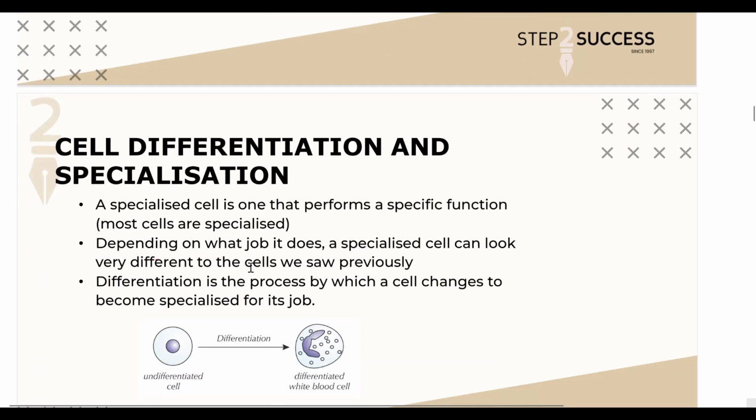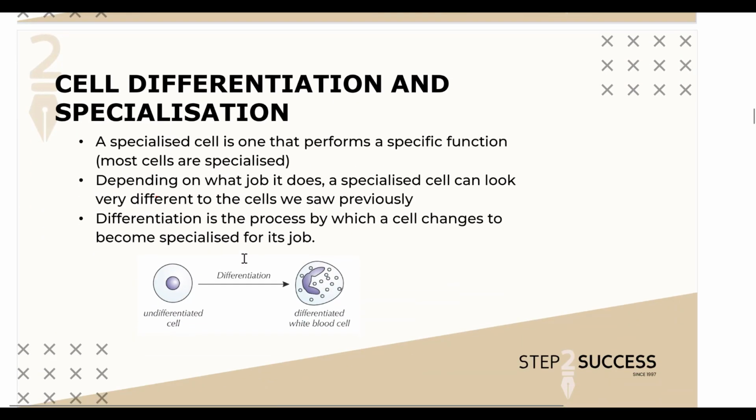We now move on to talking about cell differentiation and specialization. A specialized cell is one that performs a specific function. So most cells in a human, animal, or plant are already specialized. They perform a specific function. So most of them actually look quite different to the cells that we saw previously. They have changed in order to carry out a specific function.